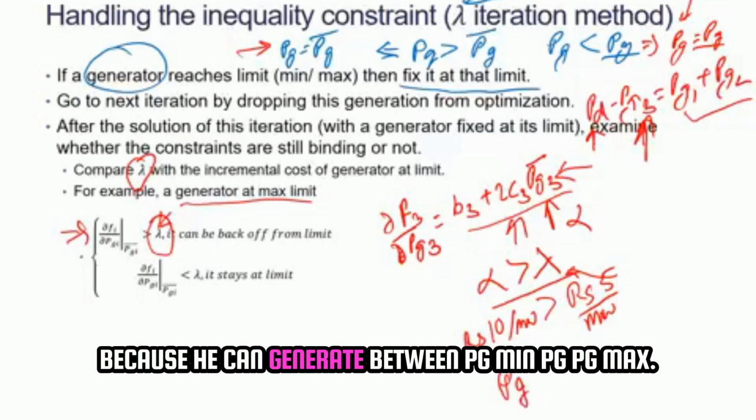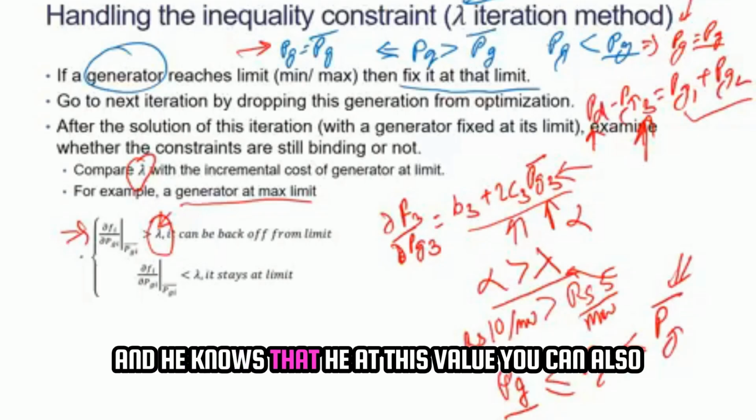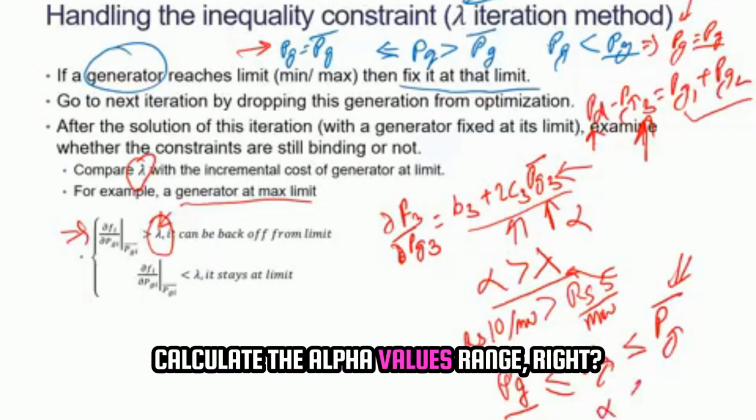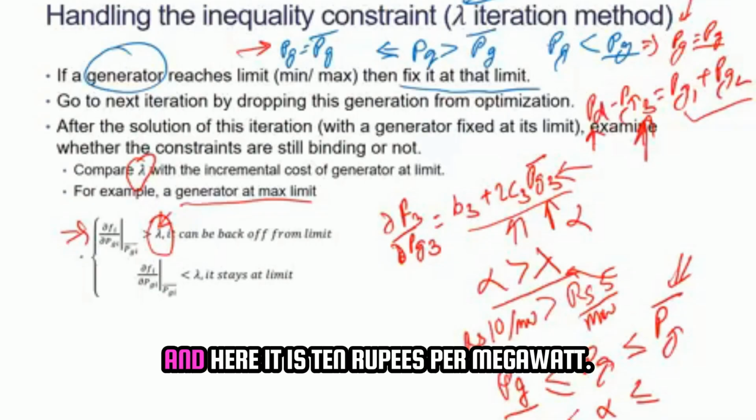Because he can generate between PG min and PG max. So right now he was at this value, and he knows that at this value you can also calculate the alpha values range, right? So alpha value at PG min could be, let's say, 2 rupees per megawatt, and here it is 10 rupees per megawatt.